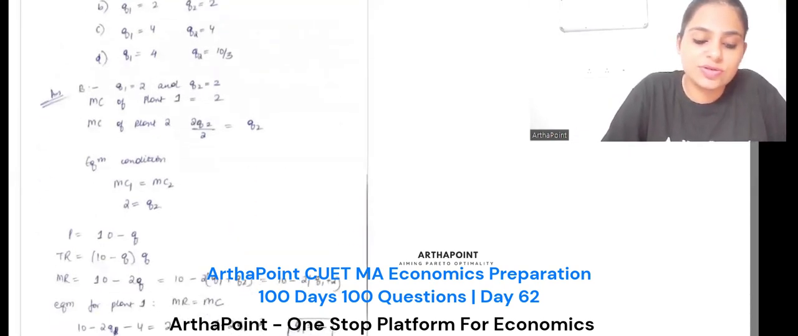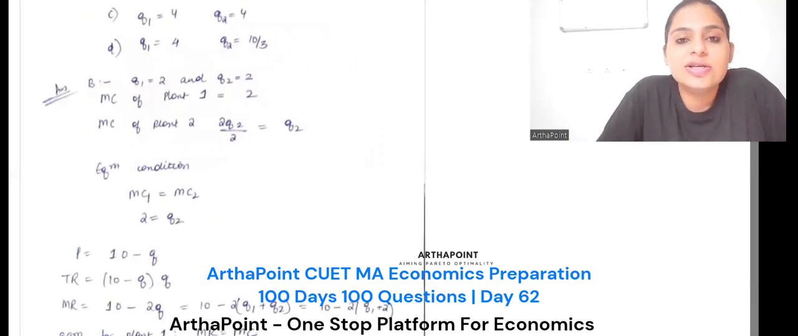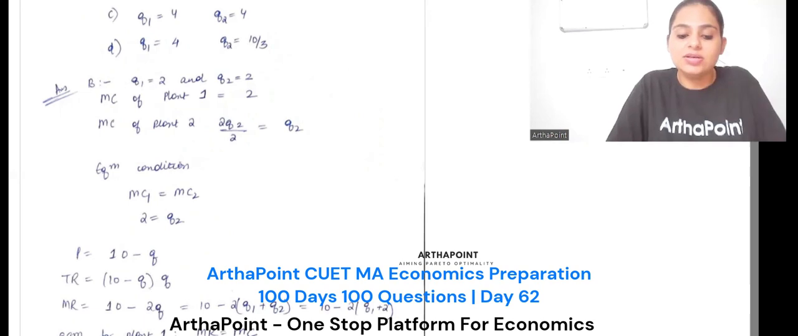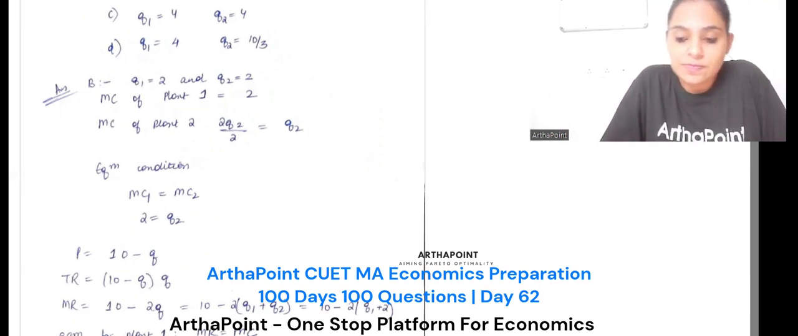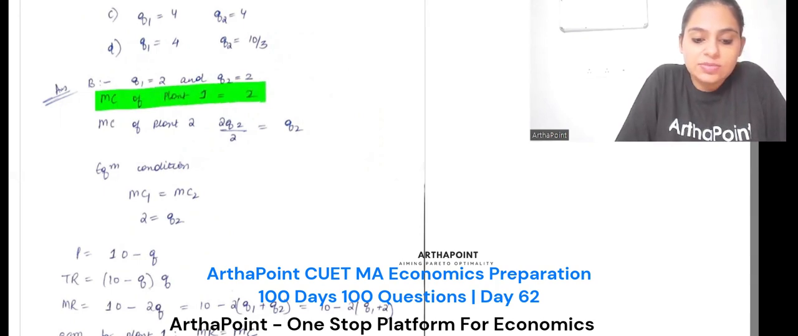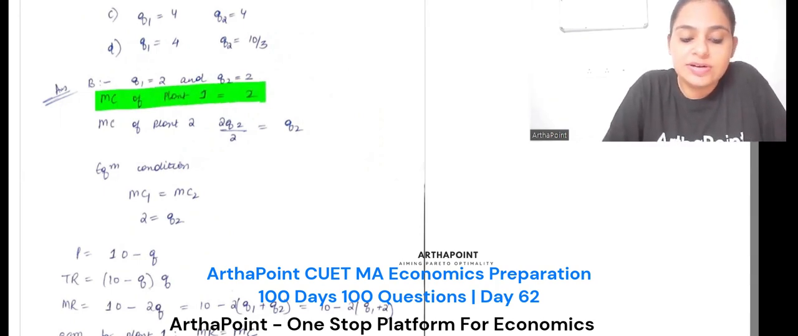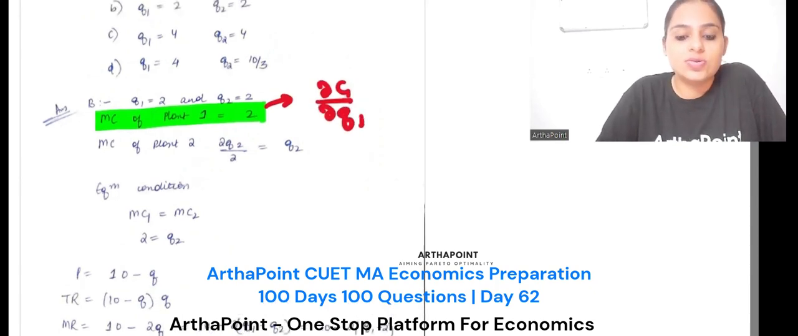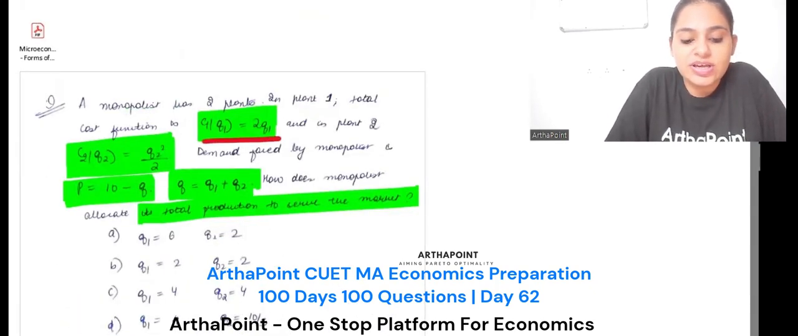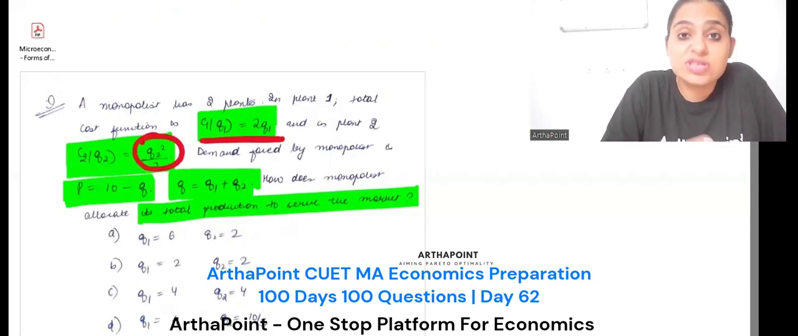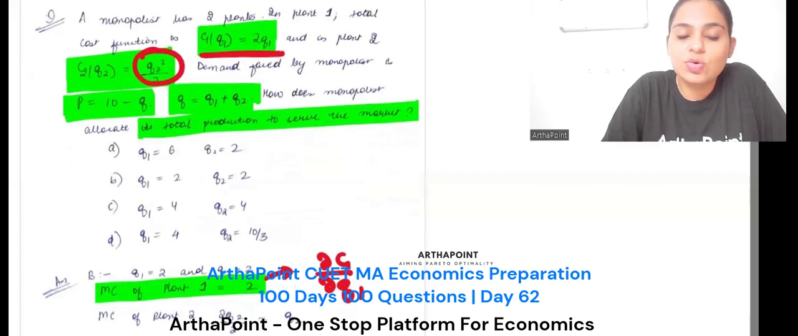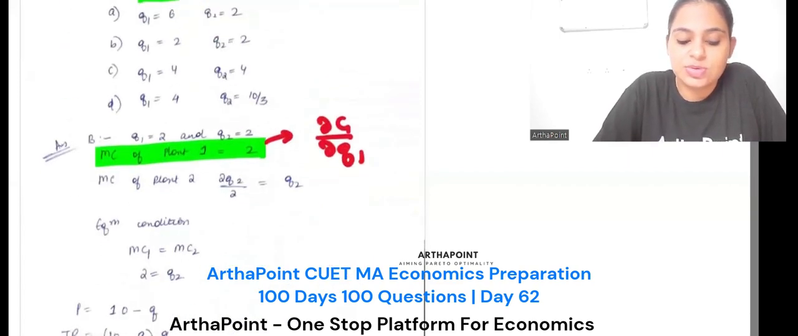So we know the condition for it. Whenever a monopolist has two plants, the marginal cost must be equated for the two plants. So I have MC1. MC1 will be the cost function differentiated with respect to Q1, which gives 2. Differentiate the second cost function with respect to Q2, so you will get 2Q2 by 2. It will be Q2.